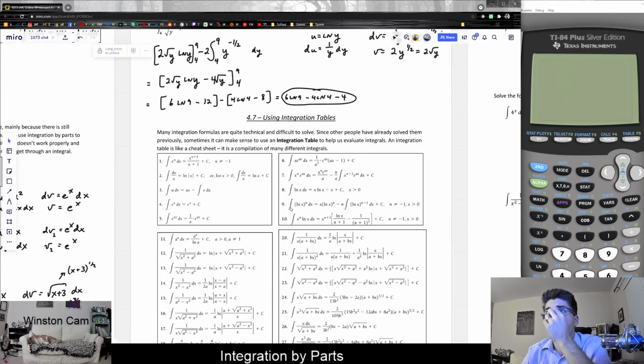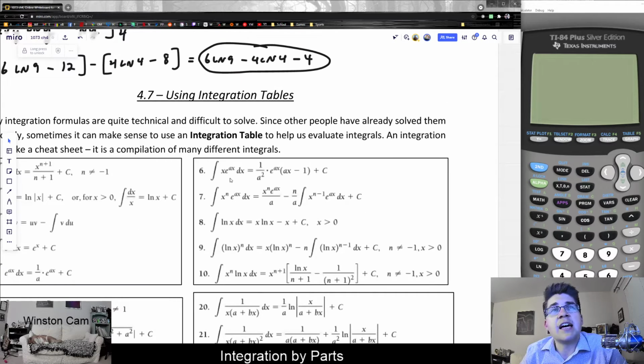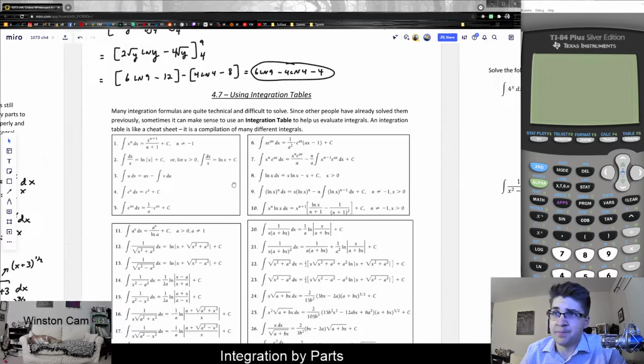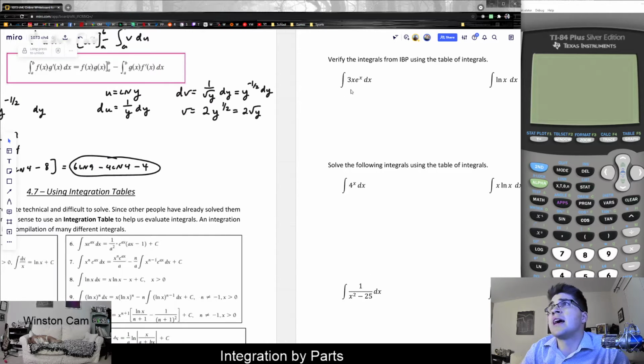If we wanted to find it, notice that numbers 6 and 7 have to do with algebraic, x power functions multiplied by exponential functions. It even has an a factor within there, just in case you were to have one, which we don't. Looking at 3x e to the x, since there's no 3 in the formula, we can pull the 3 out front to make it look exactly as we see it in the formula. This leaves us with number 6, where we have x times e to the ax.